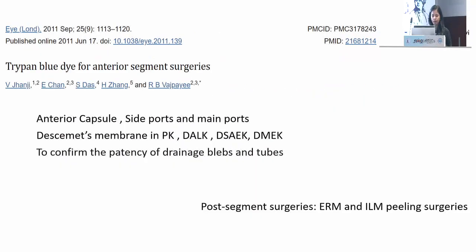So coming to trypan blue dye, which is used by anterior segment surgeons. For us, we use it for staining the anterior capsule, side ports, main port, and also for staining the DM in PK, DALK, and DMEK, DSEK cases. And also, sometimes it is used by glaucoma surgeons to confirm the patency of drainage blebs and tubes. In posterior segment surgery, it was also rampantly used for staining the ERM and ILM peeling surgeries.